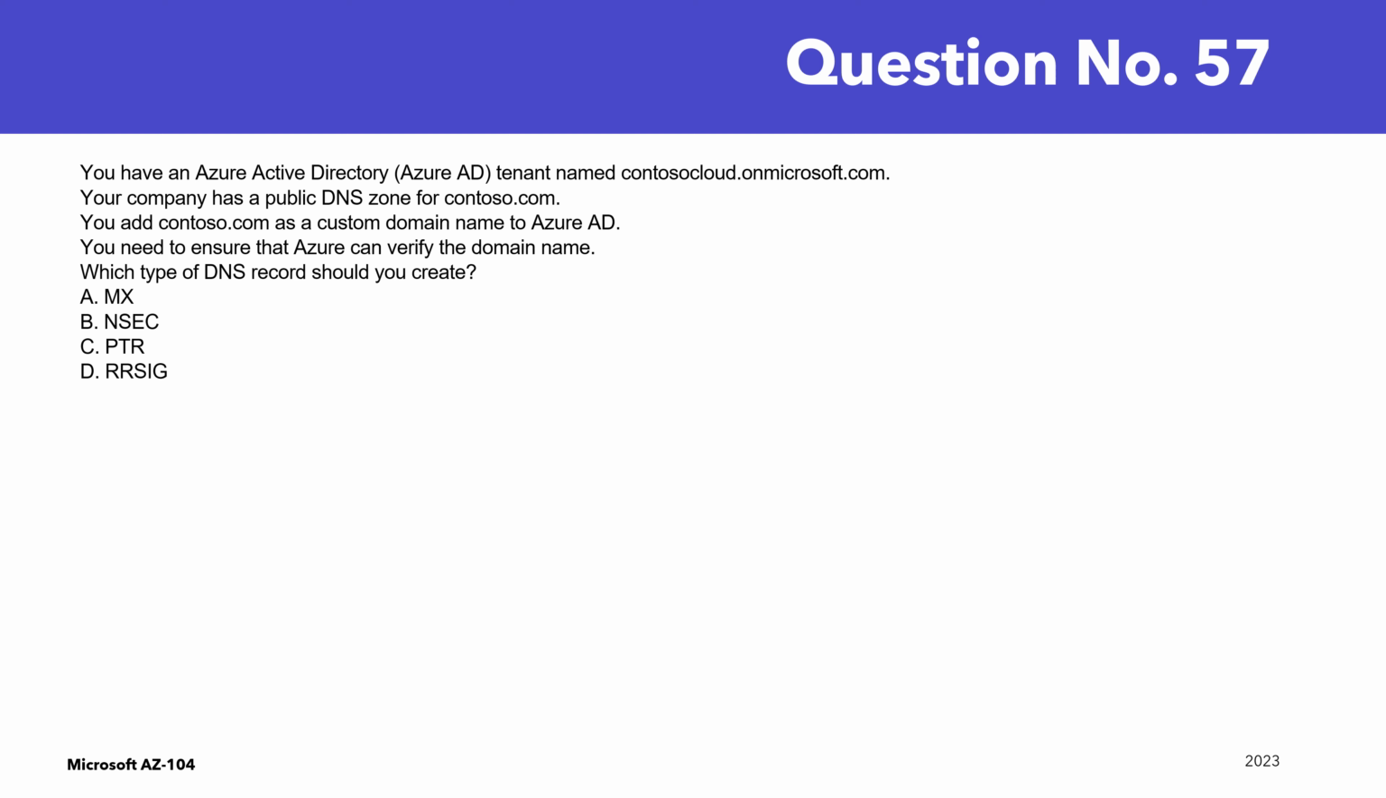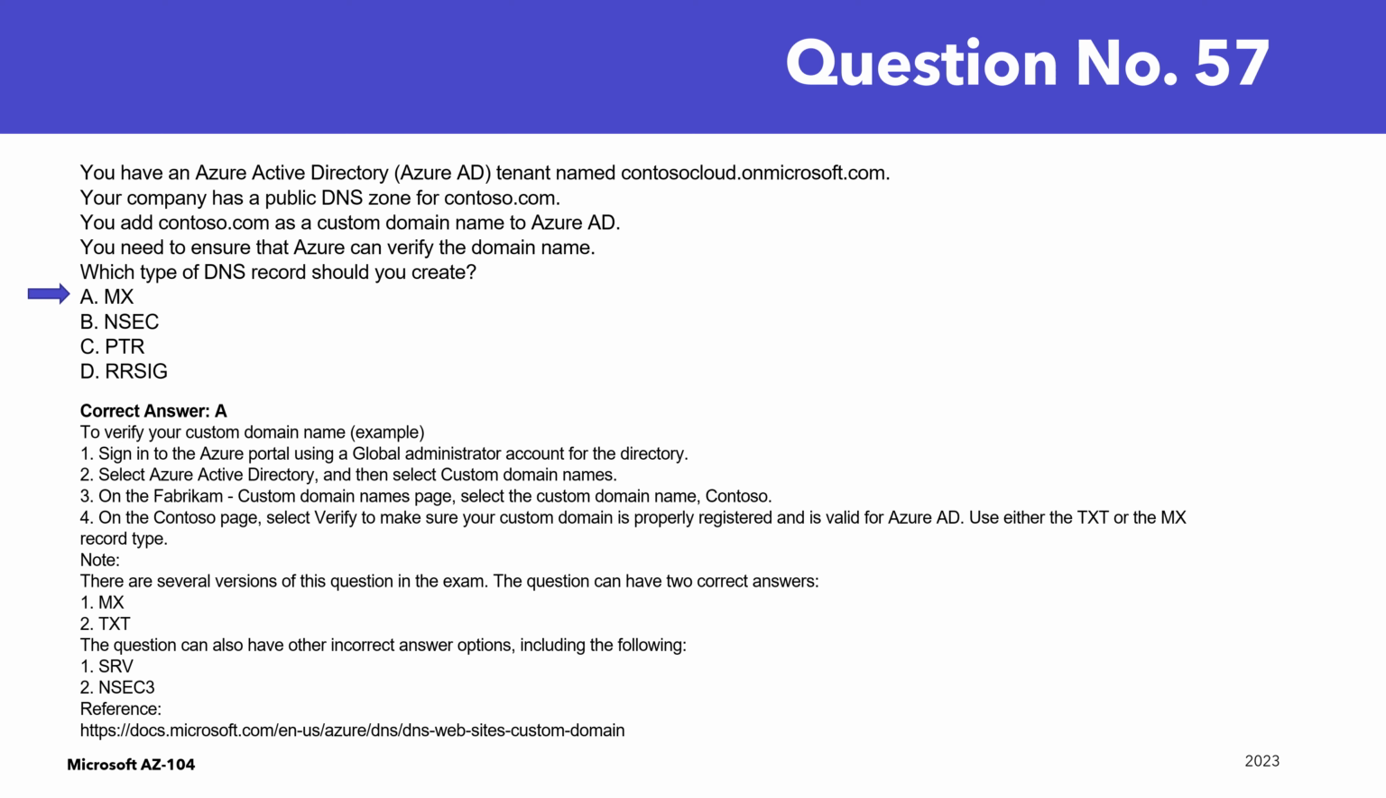You have an Azure Active Directory, Azure AD, tenant named contosocloud.onmicrosoft.com. Your company has a public DNS zone for contoso.com. You add contoso.com as a custom domain name to Azure AD. You need to ensure that Azure can verify the domain name. Which type of DNS record should you create? A. MX. B. NSEC. C. PTR. D. RRSIG. Correct answer: A.